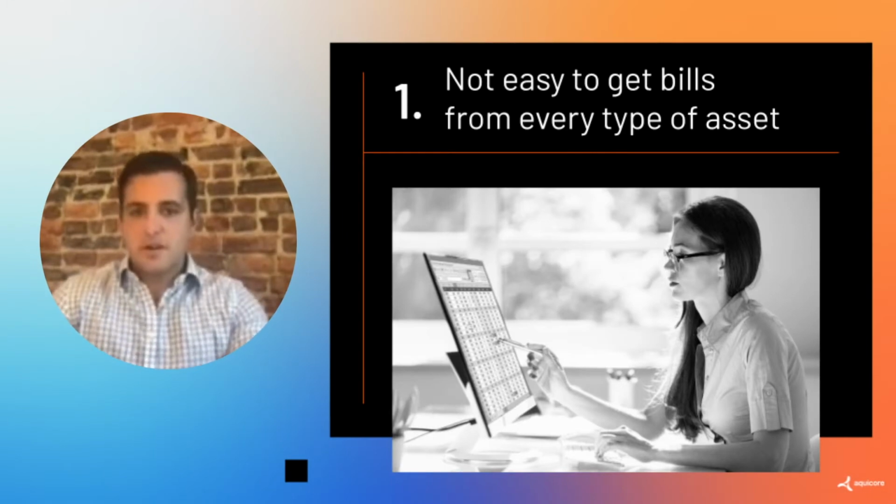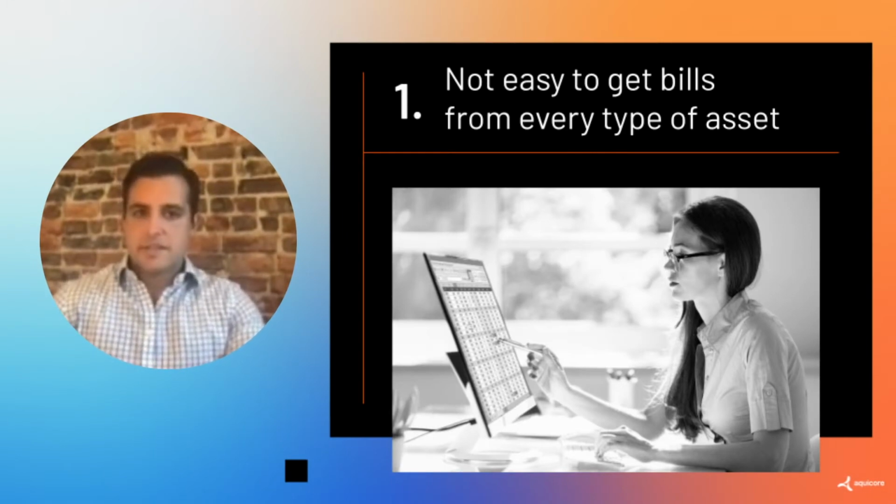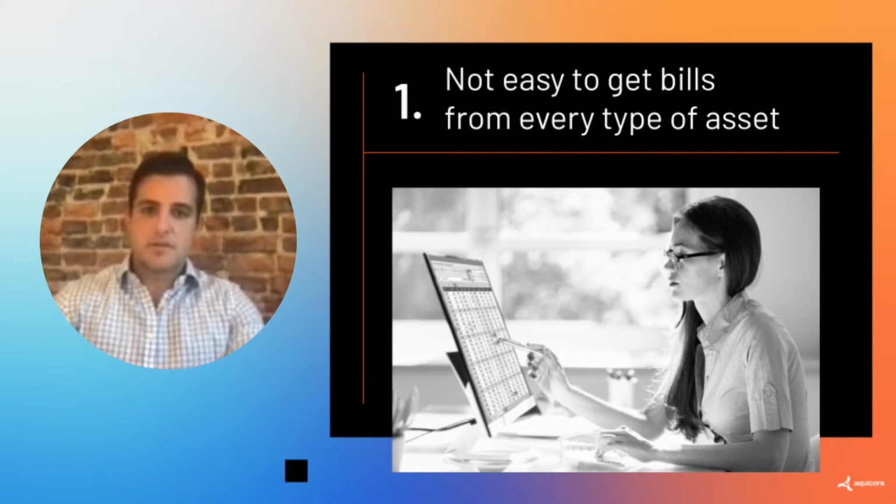There are a few caveats here, however. First of all, it's not always easy to get utility bills for every type of asset. Multifamily, retail, and industrial assets in particular, these tenants are typically responsible for paying for their utilities directly under triple net leases. This means that their utility bills might not be accessible data sources for you.